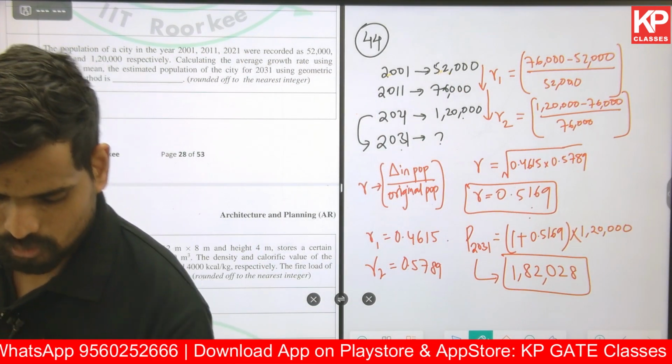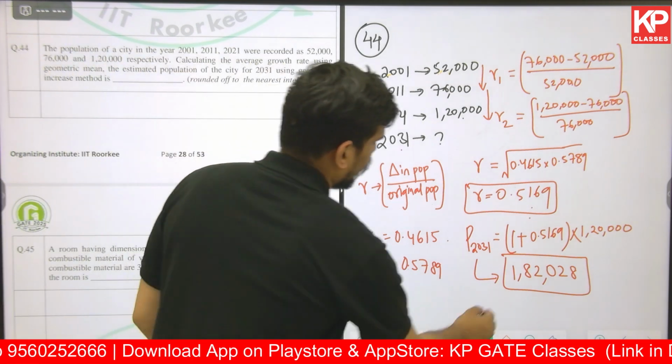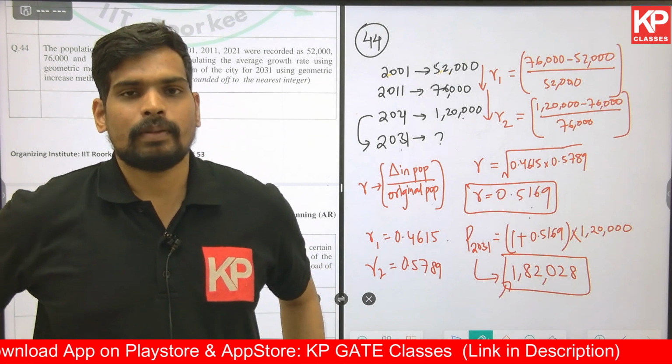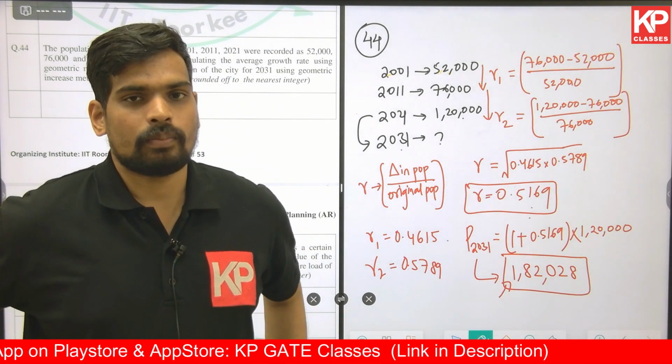I have rounded off to 4 decimal places at every step. If you don't round off and solve without rounding off, if you round off to 10 decimal places, or say 5 decimal places after the point, probably you'll get an even more accurate answer.